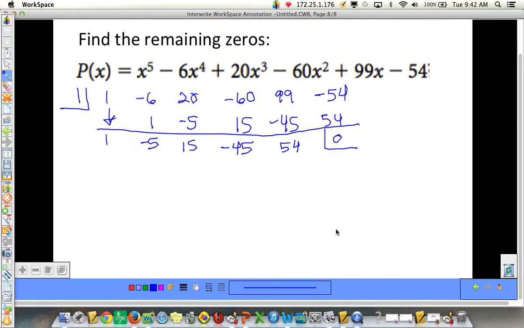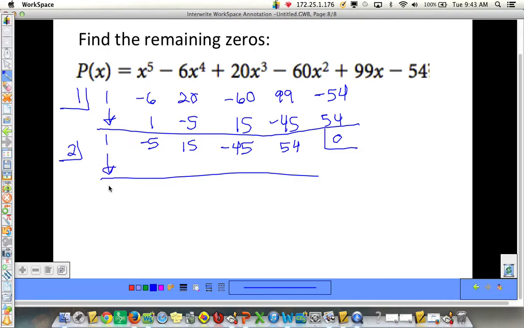Okay, so now we went from a 5th degree. The answer we get here would be 1x to the 4th and so on. But we're going to use these numbers now and use our next zero, which was 2, to break these numbers down further. So I'm just going to use those same numbers and set it up again.